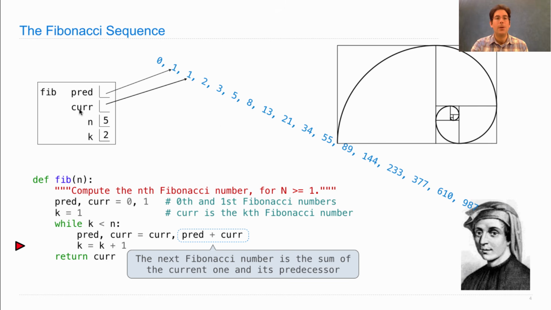say now cur points to the kth Fibonacci number, where that is the second Fibonacci number. There it is. And then we execute the body of the while statement again, marching pred and cur up the sequence and changing k at the same time. We're going to do that 4 times. Now k equals n, so it's not the case that k is less than n. We're finished executing the while statement, and we return cur, which is the fifth Fibonacci number, 5.